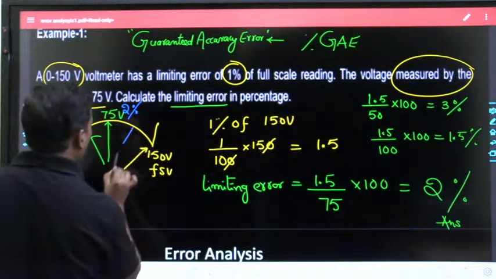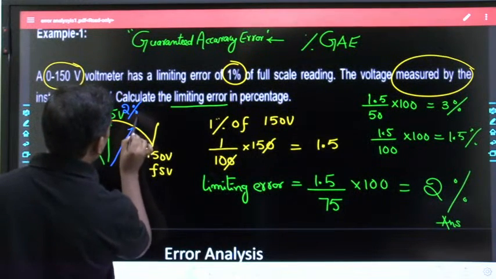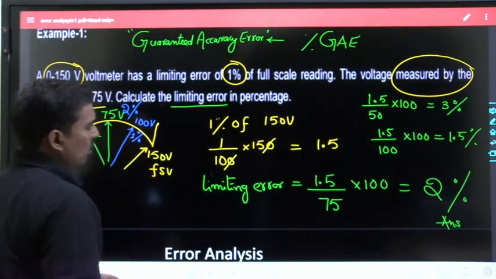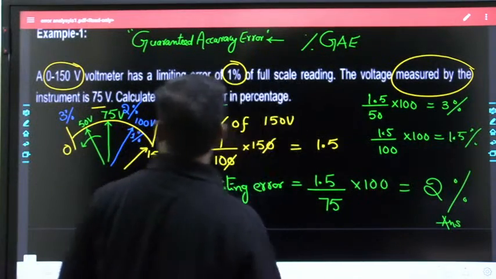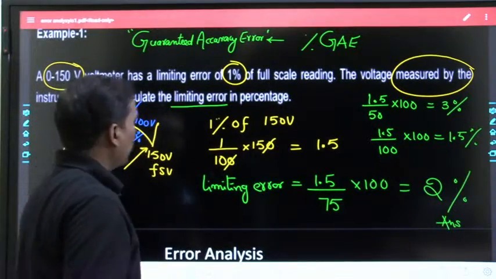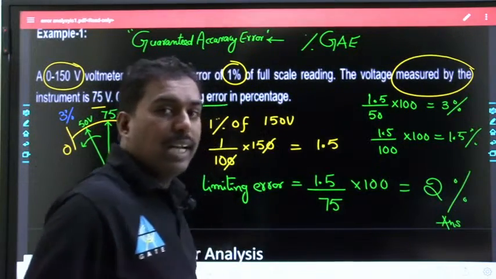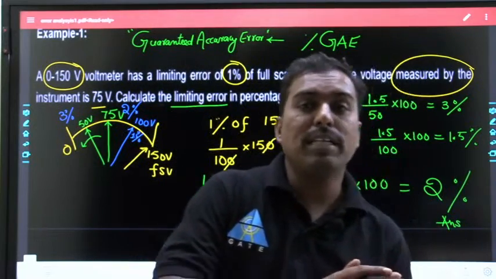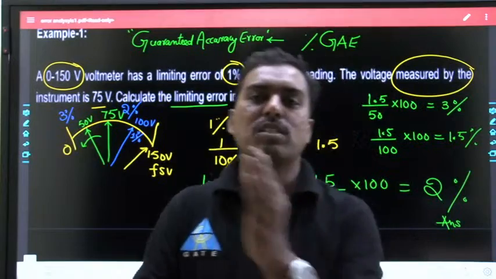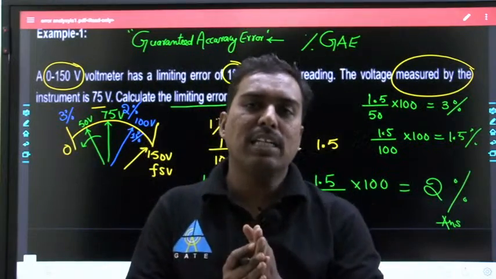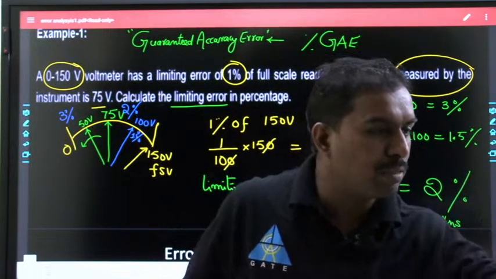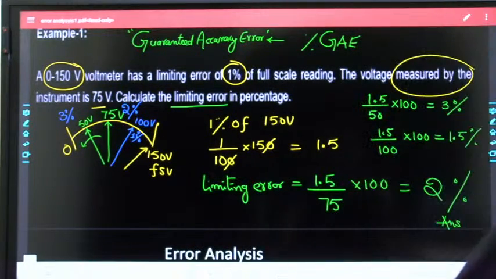And when you are going for 100 volts, the error is 1.5%. That means what do you understand? As you are moving towards the full scale value, the limiting error is going to decrease. The limiting error is going to increase as you go to the lower extreme value. All of you understood? Please make a note of this particular point.